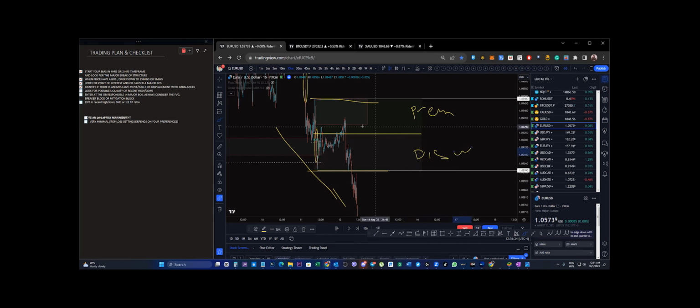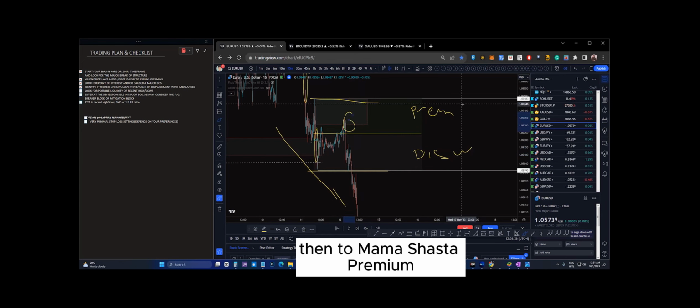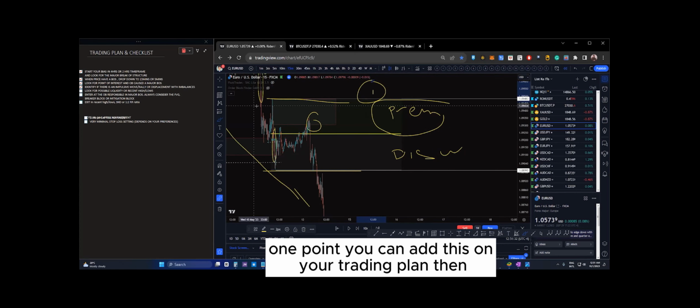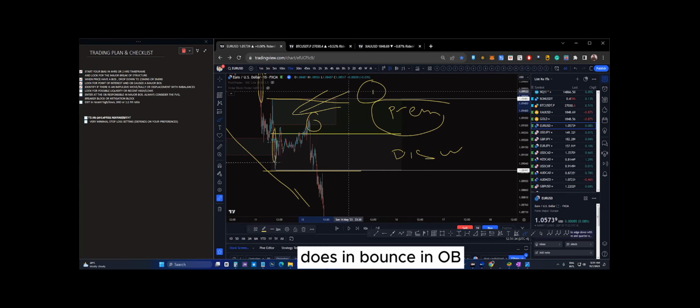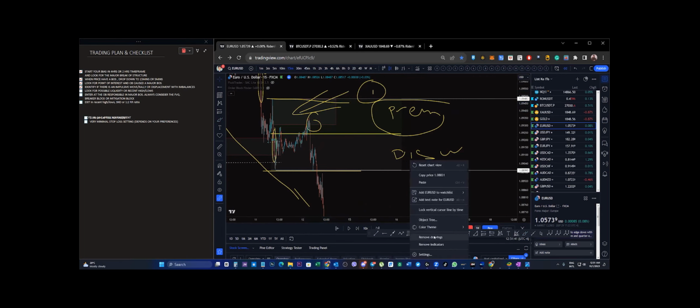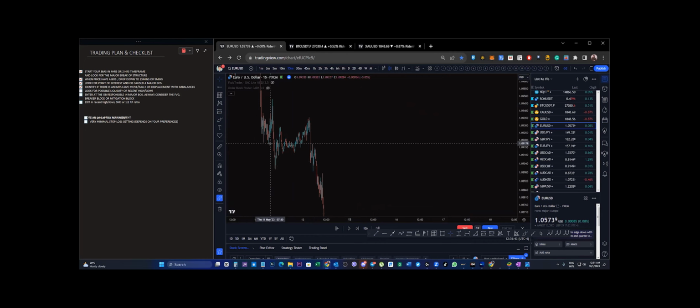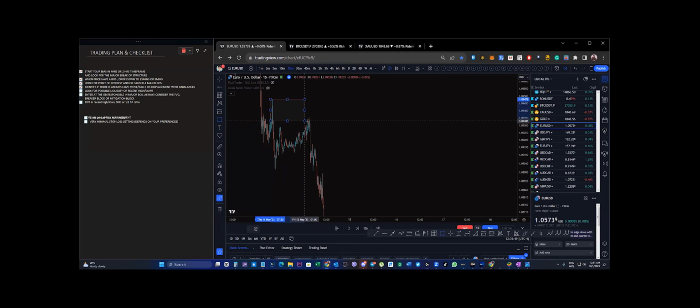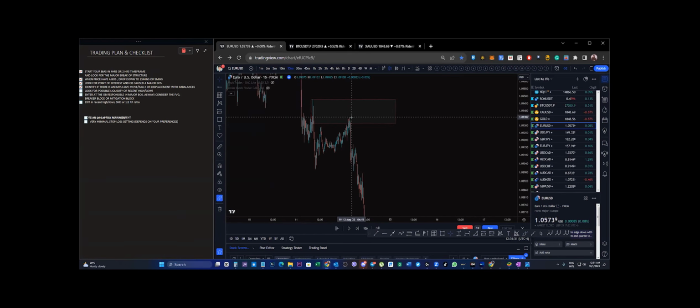Okay? Then, tumama siya sa premium, 1 point. You can add this on your trading plan. Then, tumama ba siya sa OB? Yes, tumama siya sa OB. So, somewhere here yung ating OB, no? Ang OB natin ay ito. Naging klaro. At tumama nga siya.